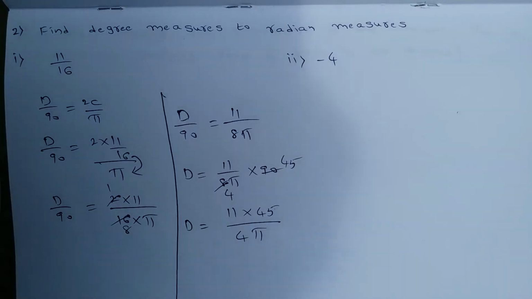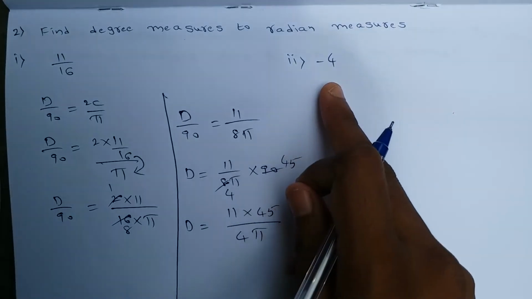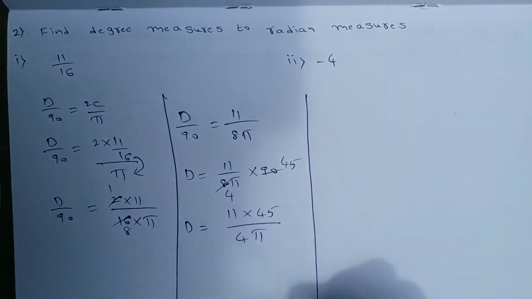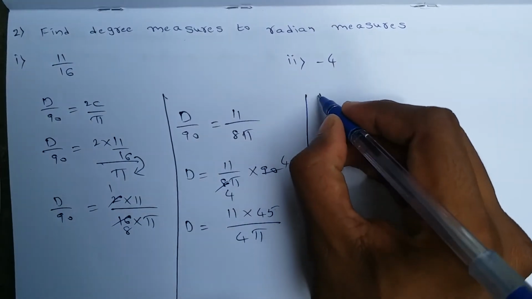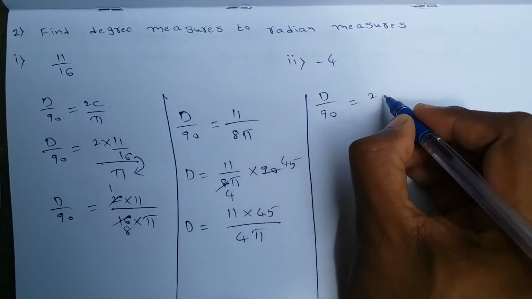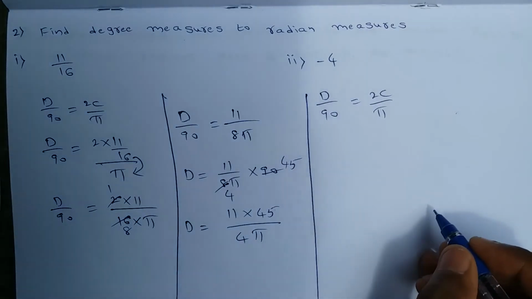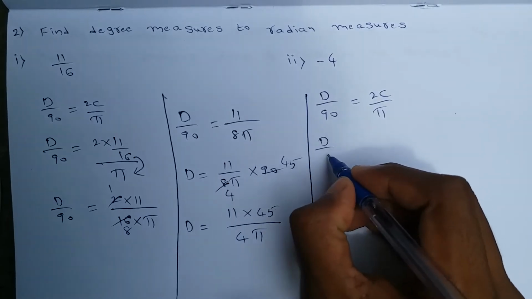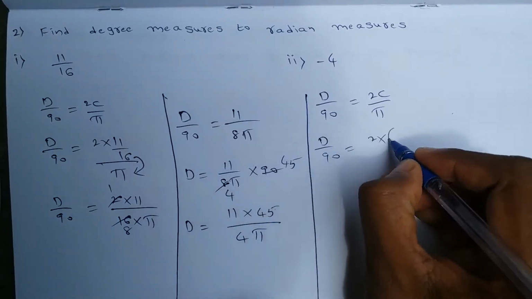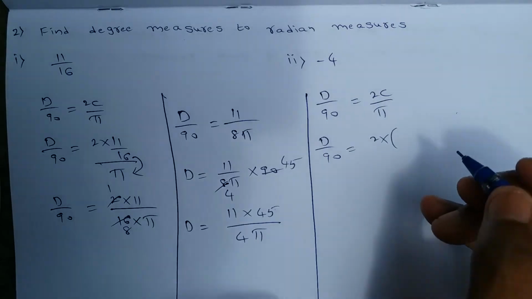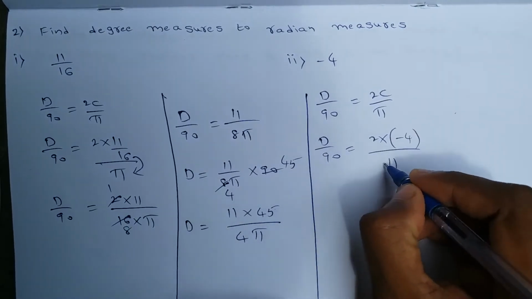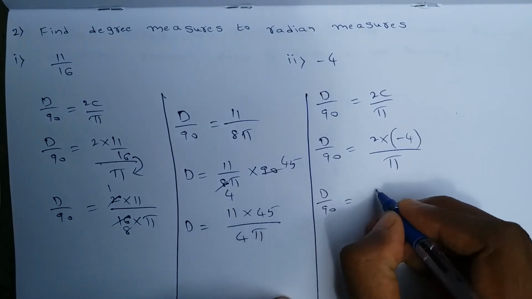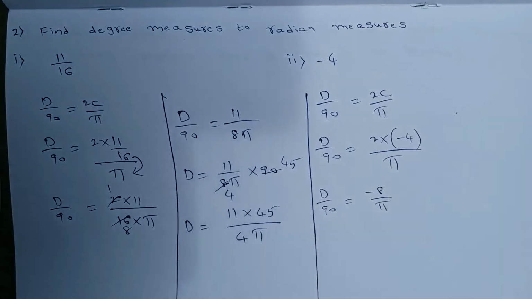Okay, let's move to the next question. Convert minus 4 radians to degrees. So d by 90 is equal to 2c by pi. D we don't know, so as it is, d by 90 is equal to 2 into, in the place of c, minus 4 divided by pi. D by 90 is equal to minus 8 by pi.